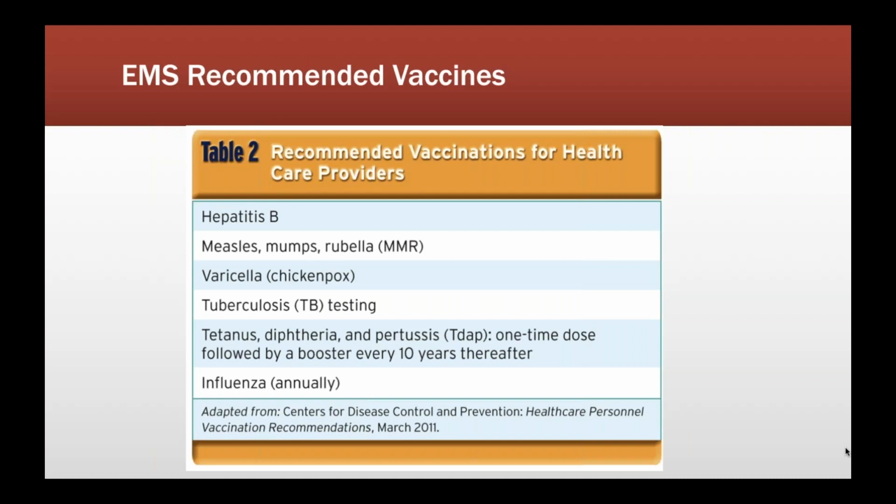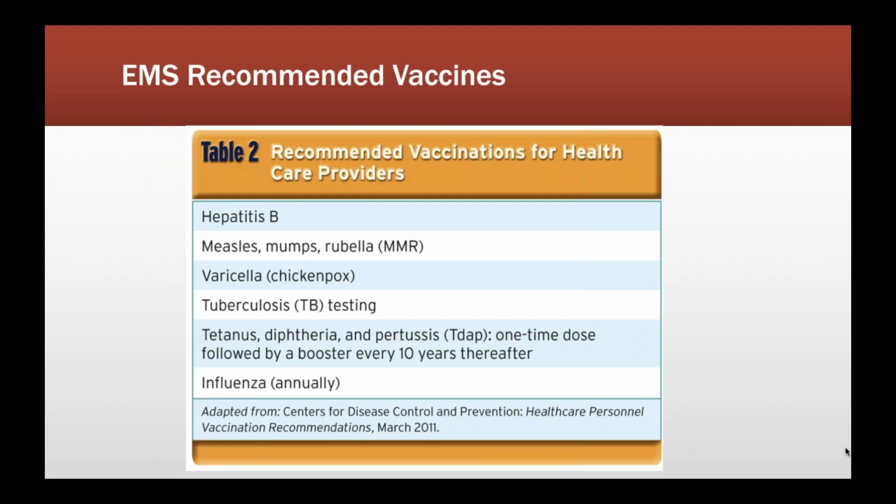There's some basic ones that many of us are familiar with. Certainly the annual influenza shot, hepatitis B vaccination series. Recently, we're thinking more about hepatitis A, especially with foodborne outbreaks. And so this may be an area that you'll see more about related to that fecal-oral transmission. And then certainly the MMR, chickenpox, tuberculosis testing, and the Tdap.